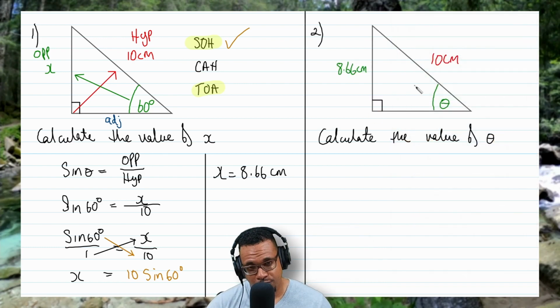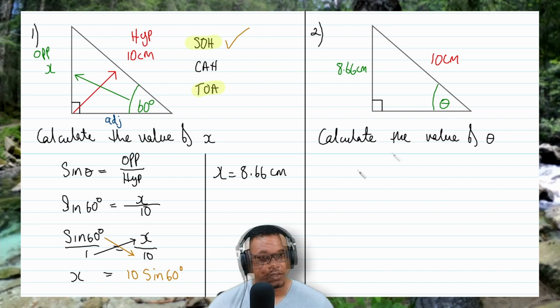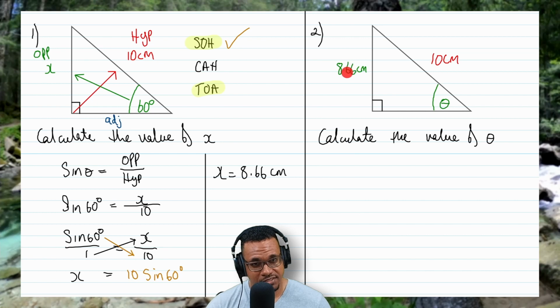So here for number 2, we want to calculate the value of theta. So theta is our missing angle. So this would be our unknown. Now remember what I told you. When you're using your trig ratios, you're only allowed one unknown. And this time the unknown is the angle. Therefore, you must know the lengths of the other two sides. Now we know the length of this side, which is 8.66, and this side here, which is 10 centimeters.